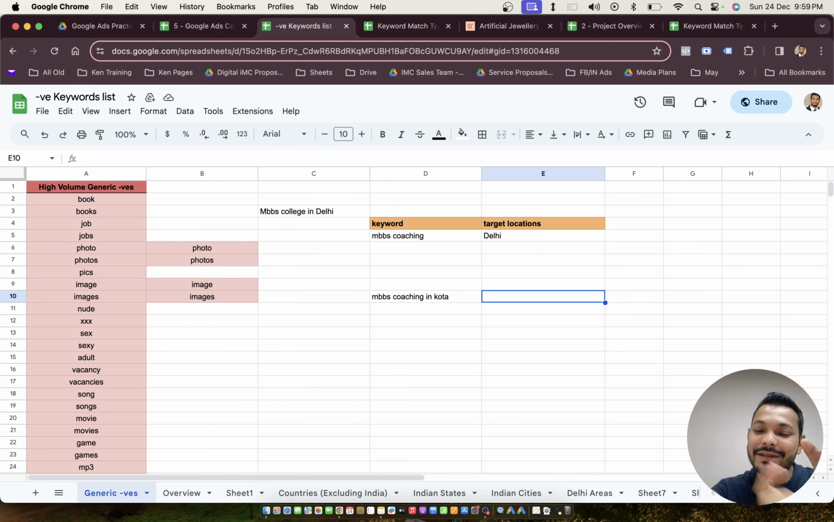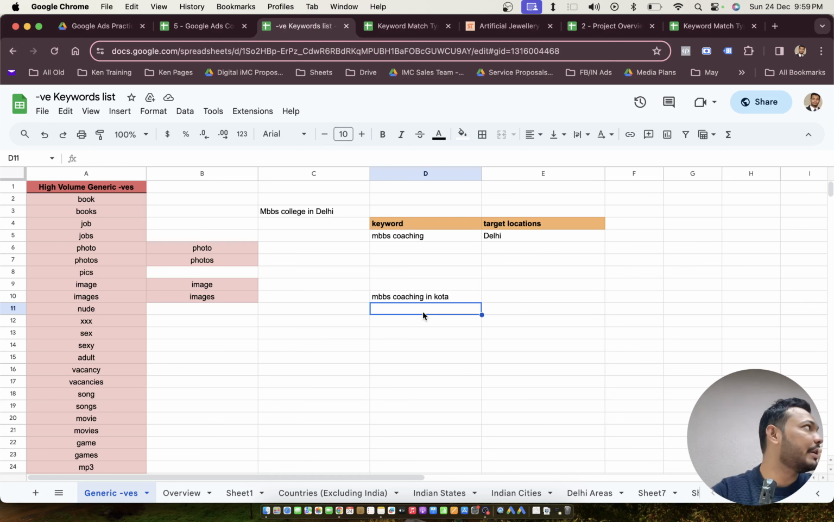Your keyword is MBBS coaching, maybe in phrase. But then people who are searching for MBBS coaching in Kota are supposed to see your ad. Someone who searches for MBBS coaching in Chennai is supposed to see your ad. MBBS coaching in China is supposed to see your ad. If that's the case, then trust me, you don't want to show your ads to all these people.